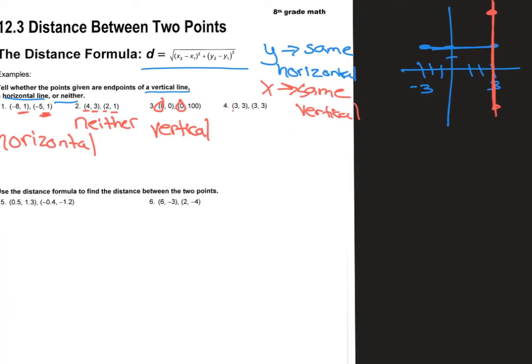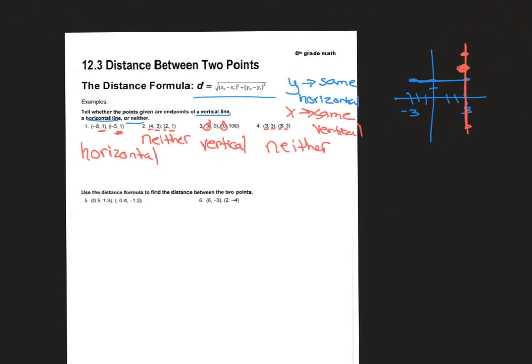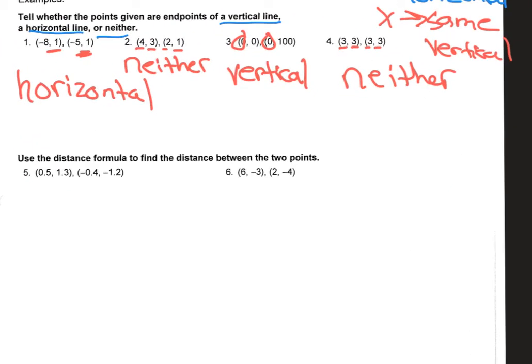And then the last one, they're all the same. It's actually going to be the same point. So that's going to be a neither. That's not even a line. Over 3, up 3 is just a point. It's one place. So that's not even a line. It's just a point. Okay, so now we're going to practice using this distance formula on questions 5 and 6.